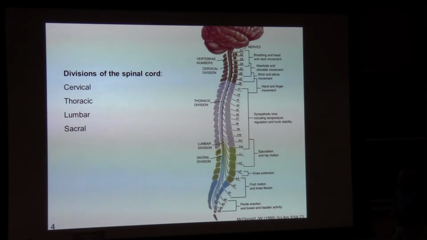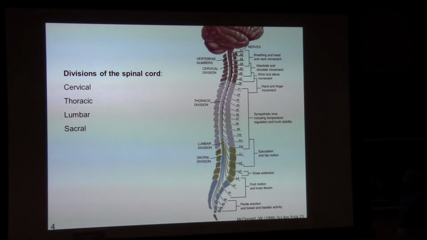Sacral, what does that mean? Does anybody know? It means sacred. Most of these names come from medieval Latin, which was used to describe things, and so this controls sexual organs, and that's why it was called sacred.